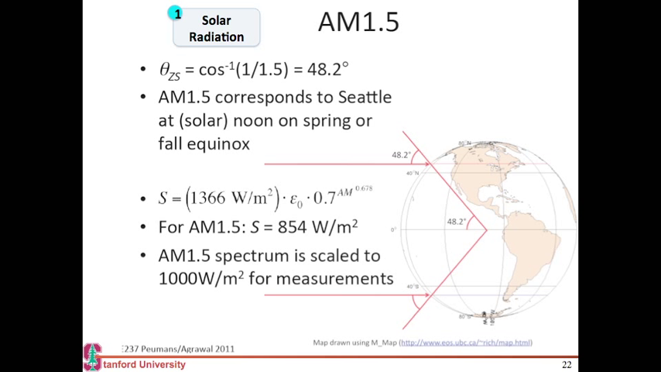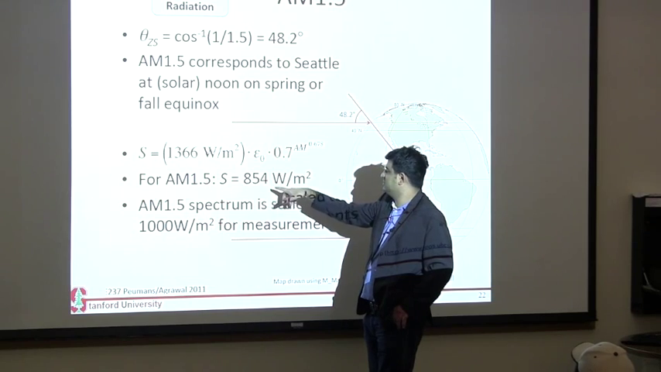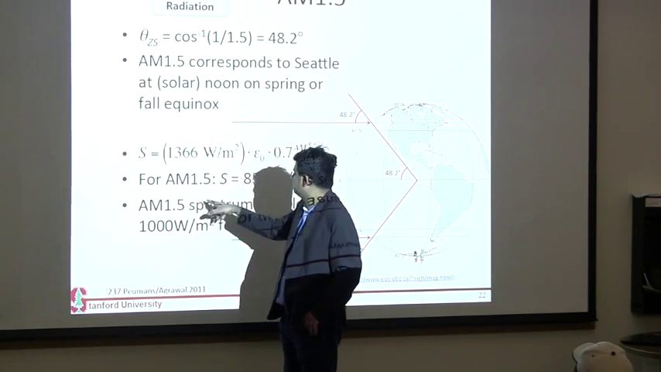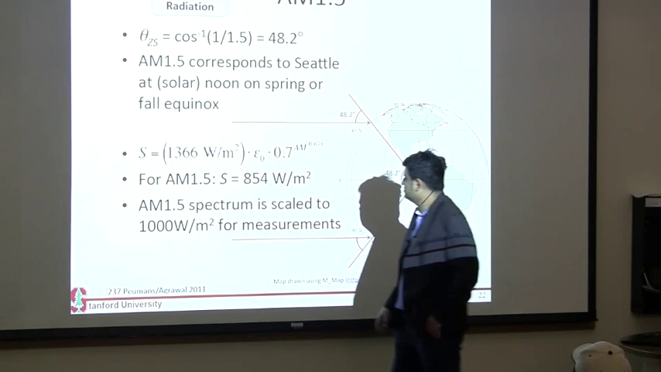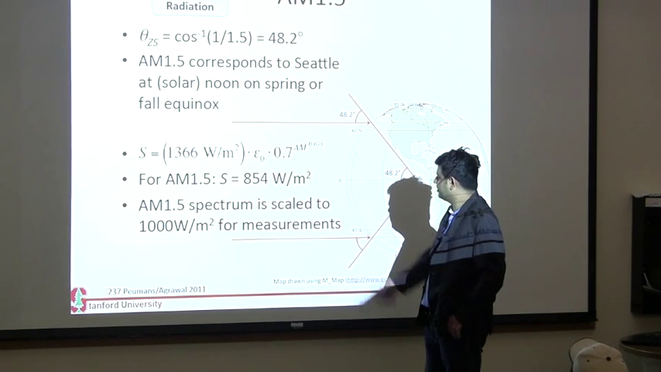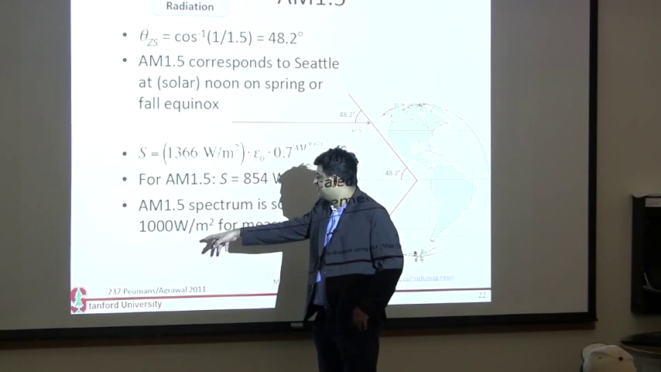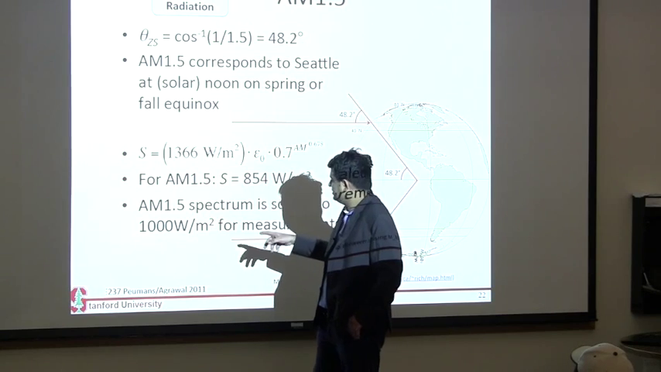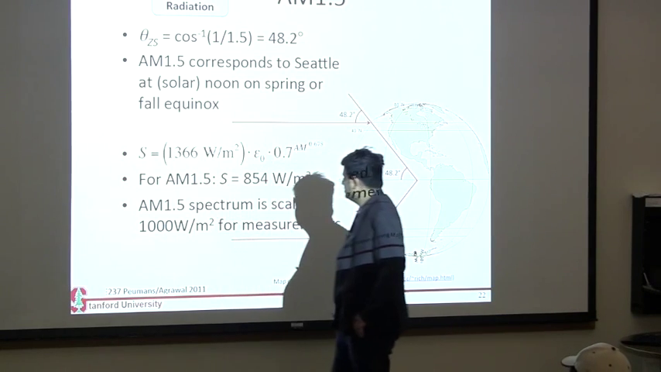And for that 1366 watt per meter square hitting the top of my atmosphere, for my AM1.5, or air mass of 1.5, that number reduces to around 850 watt per meter square. Typically, when you send your cell to NREL for characterization, they assume a number of 1000 watts per meter square.